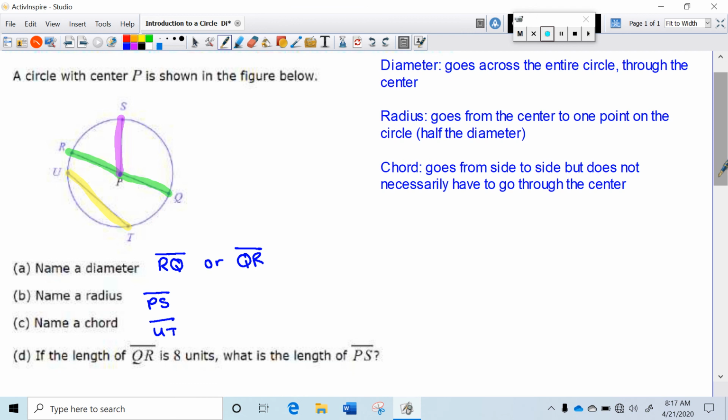Okay, if the length of QR is 8 units, so from Q to R, the length is 8. What's the length from P to S? Well, P to S is a radius, and the radius is half the diameter. So they're saying the diameter is 8, and they're asking what is the radius? Well, the radius is half the diameter. So 8 divided by 2, half of 8 is 4. So 4 would be the length.